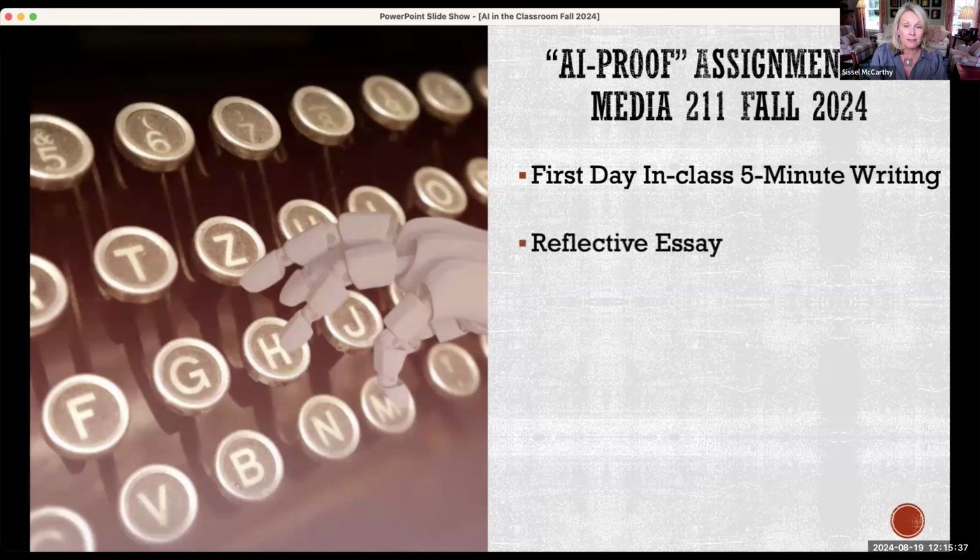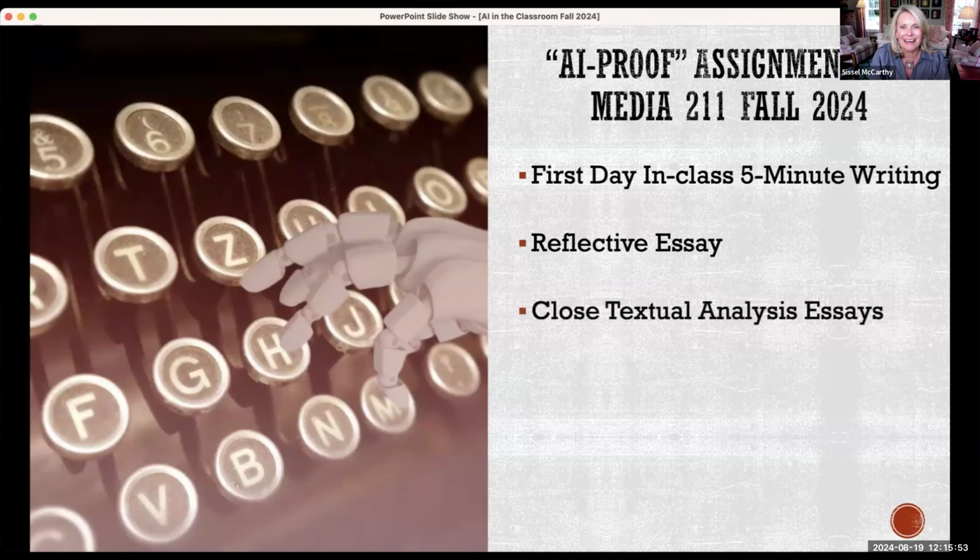Next, we do a reflective essay about a 48-hour news blackout, which requires students to relate detailed personal experiences and what they learned from them to our week 1 course concepts. And it's about a 400-word essay. Next, we have 2 close textual analysis essays in which students take a current news article and analyze it to determine its credibility. And they have to integrate 4 quotes from our syllabus readings to show that they are synthesizing all the material that we're actually teaching them.